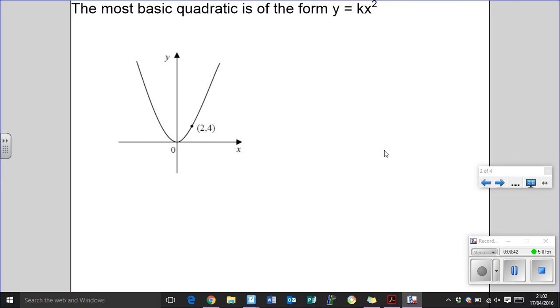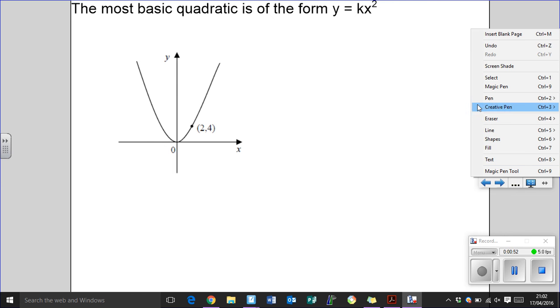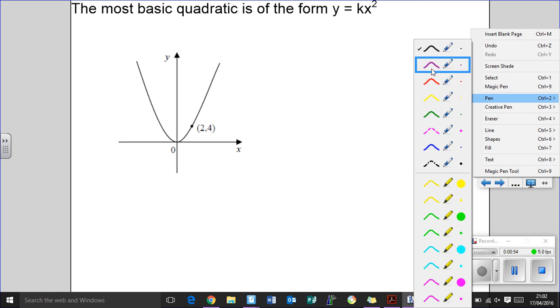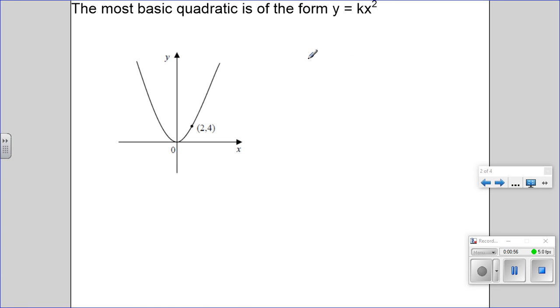So the most basic quadratic is of the form y equals kx squared, okay, and we've got one of those here. Our main aim for this lesson is to figure out how we work out k. So we have y equals kx squared. We have 3 unknowns in one equation, and we don't really want that. What we have is a point here which gives us a value for x and a value for y, 2, 4.